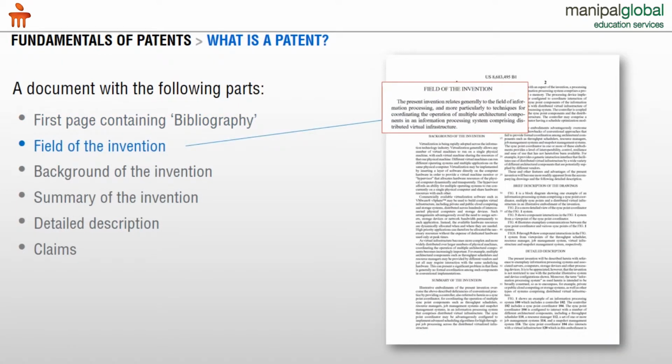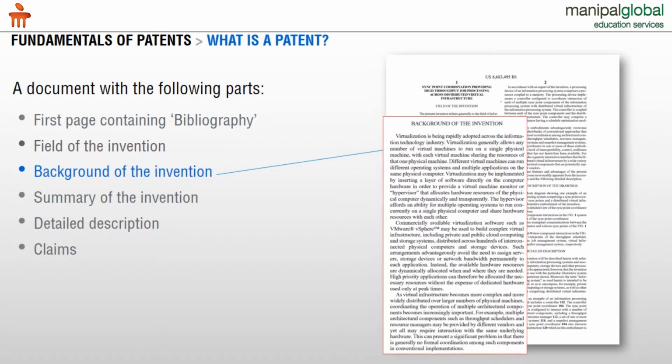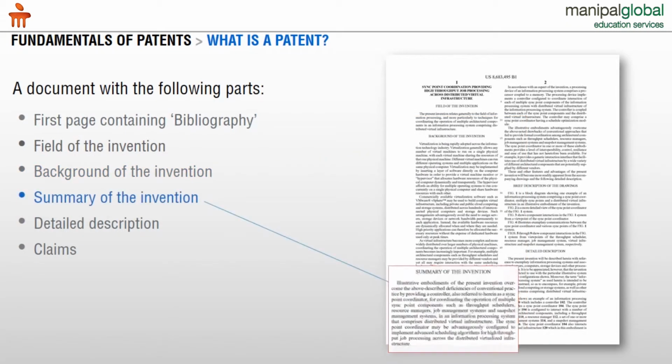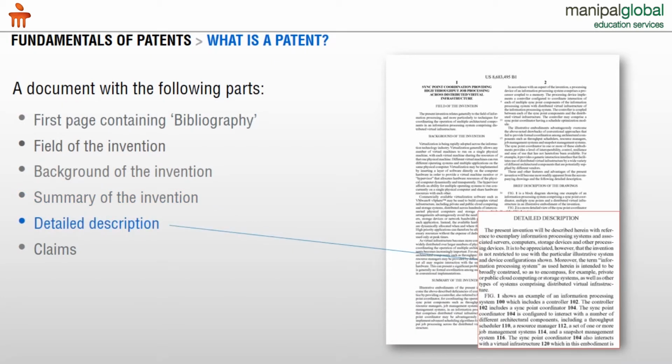Field of the invention indicates the broad technical field to which the invention belongs. Background of the invention describes the previous developments related to the invention and a problem the invention is poised to solve. Summary of the invention describes the essential features of the invention, their interactions, their functional relationships, and the way the problem is solved by the invention. Detailed description contains a lucid explanation of the diagrams and different variations or embodiments of the invention.